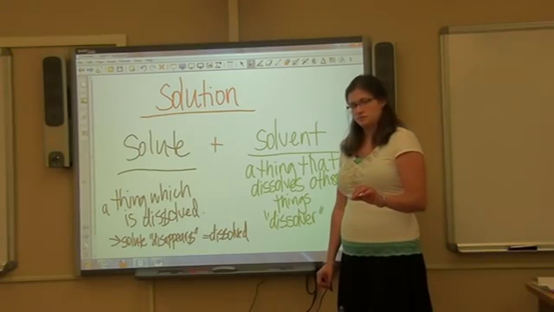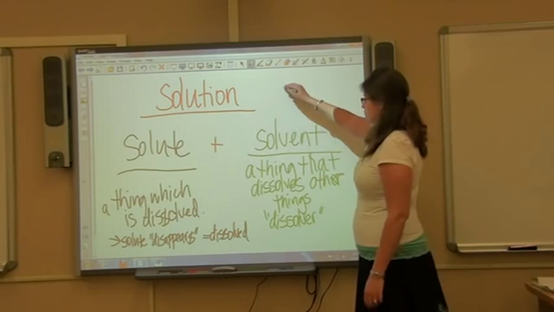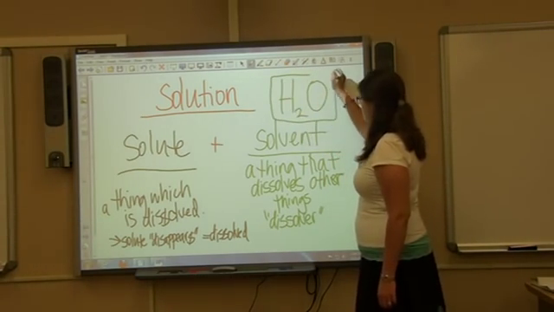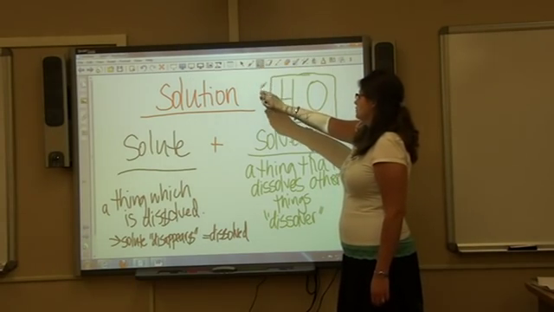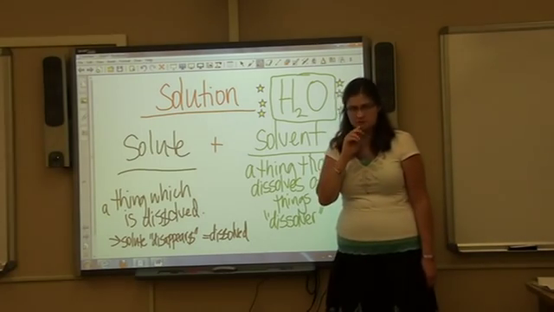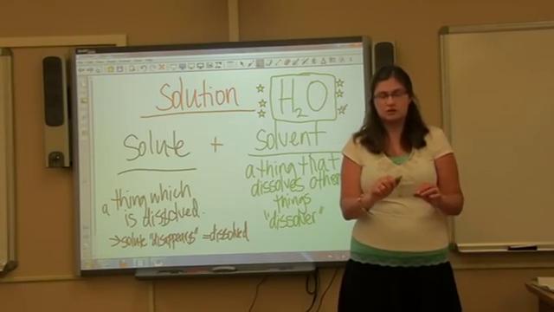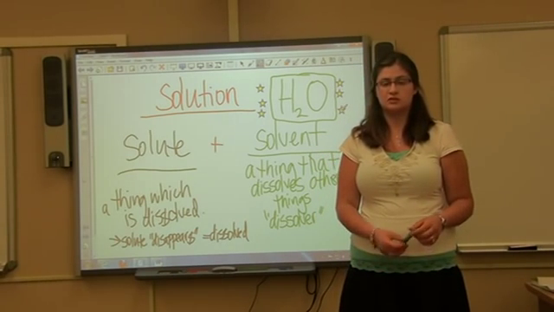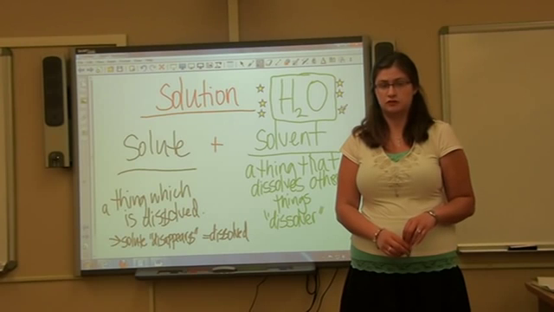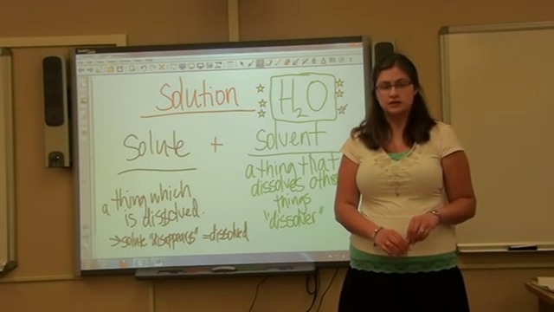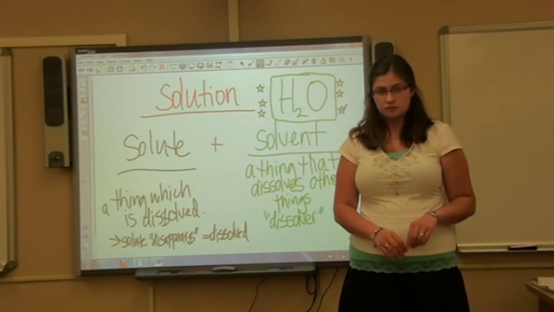I want you right now to write on your paper really, really big H2O and circle it, and let's put some happy stars around it. The reason is because water is known as the universal solvent. It is able to dissolve more things than any other dissolver. And water, because it is the universal solvent, can never, ever be a solute.